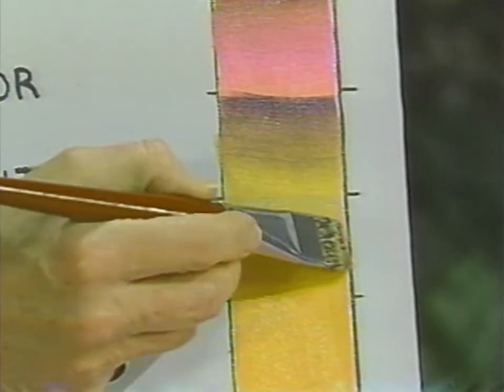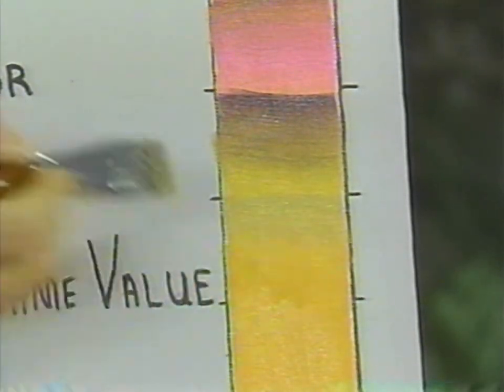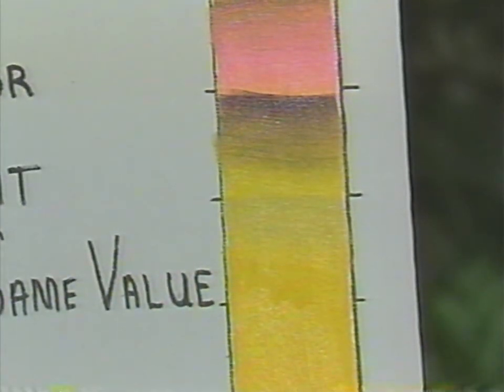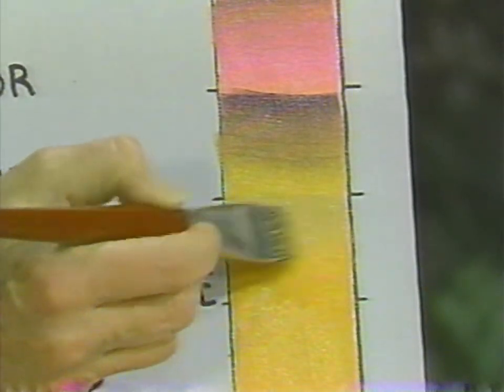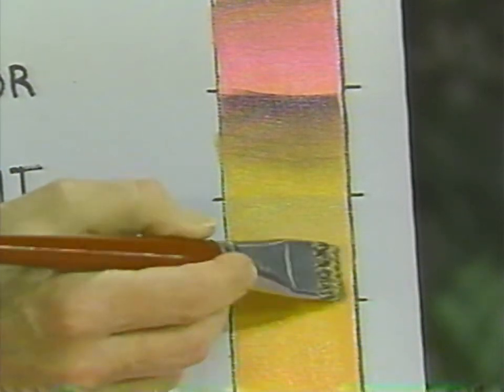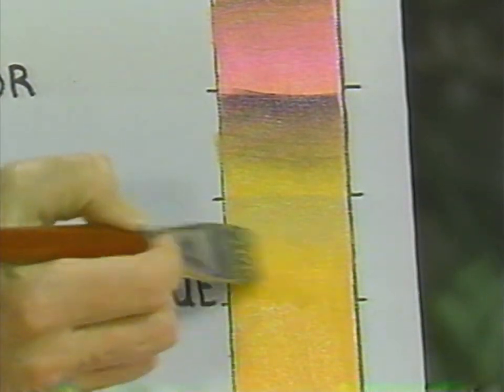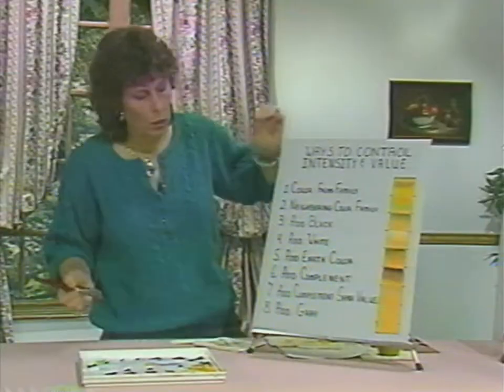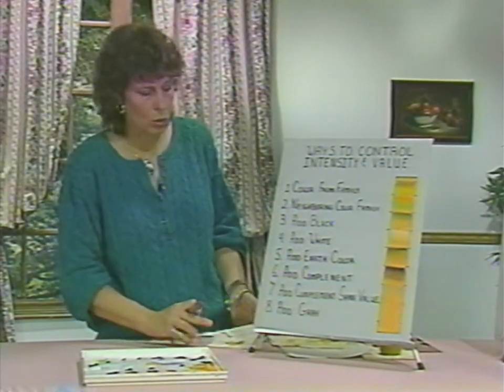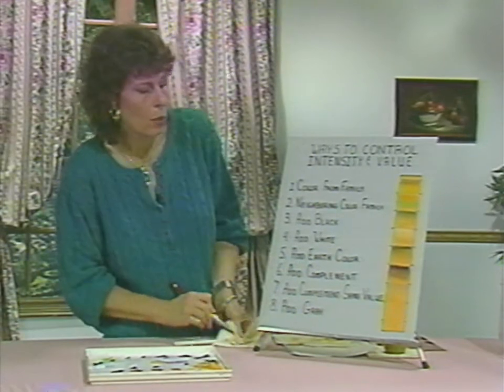The more of it that I add into the mixture, the less intense that color becomes. Again, it's a relationship. How much purple am I adding in relationship to the Naples yellow that is in there? Definitely lowers the intensity and will save you a lot of time.